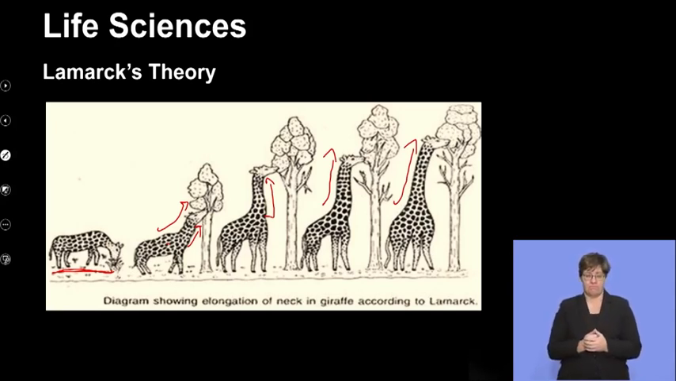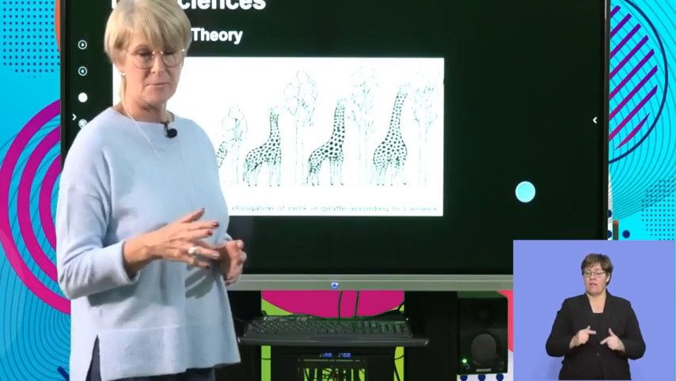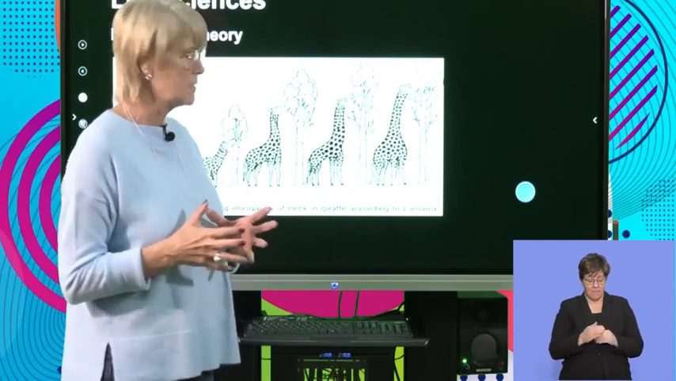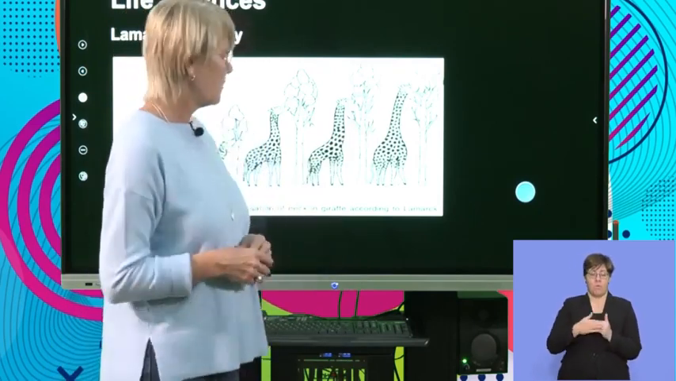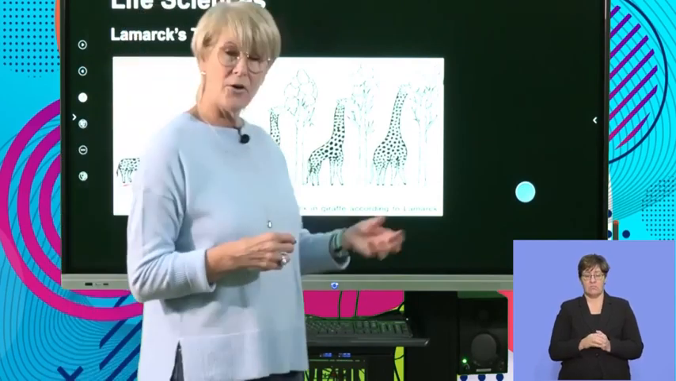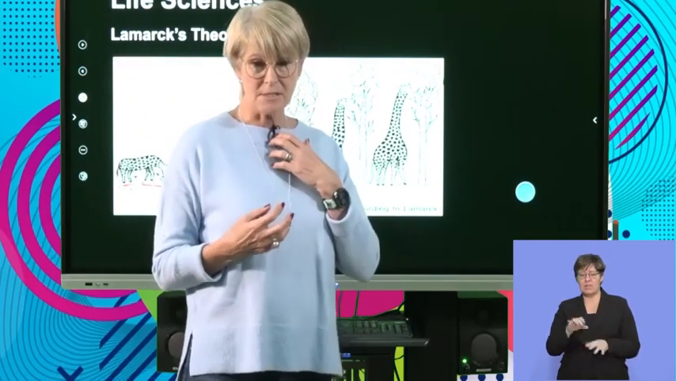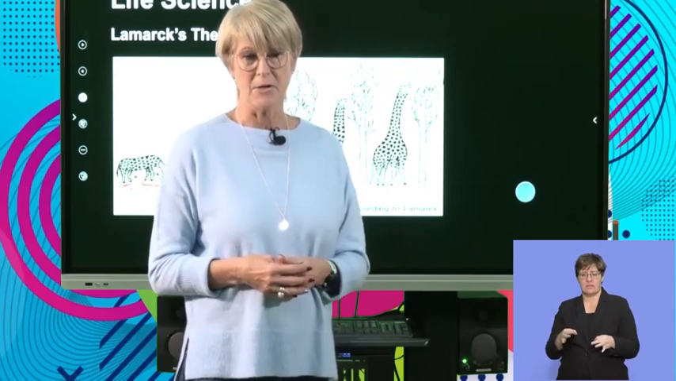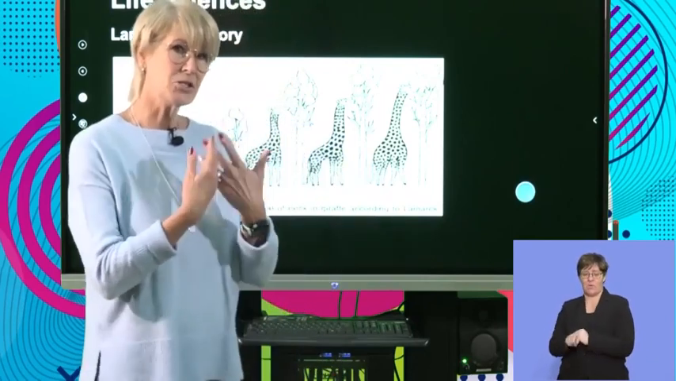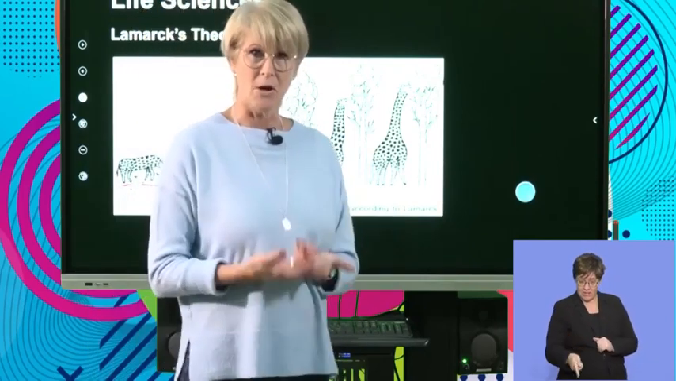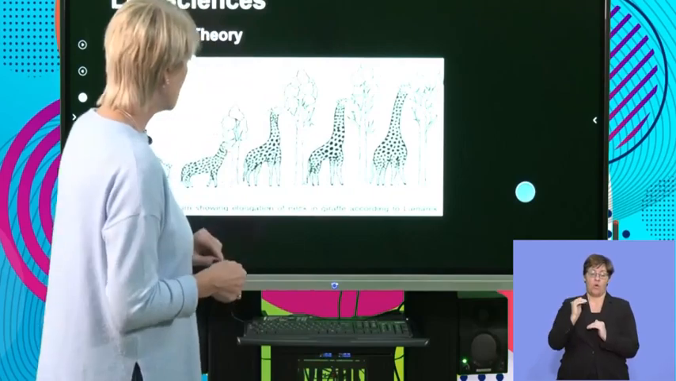Okay, and this would happen in an organism's lifetime. So during its lifetime, the organism's neck would grow. And then once it had grown, it would select that characteristic and pass that on to its offspring, so that the next generation of giraffes were born with long necks. Okay, and this was Lamarck's theory.